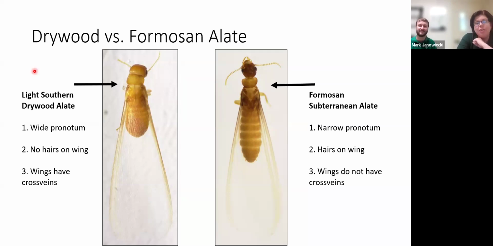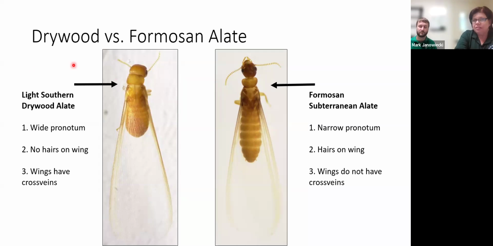To be able to tell the difference when you're looking at these alates, first, let's look again at the pronotum, that neck-like structure right behind the head. On the drywood termite, it's going to be just as wide as the width of the head, whereas with subterranean termites, it's going to be narrower. You're also not going to see the hairs on the wings on a drywood termite the way that you would on a Formosan subterranean termite alate.